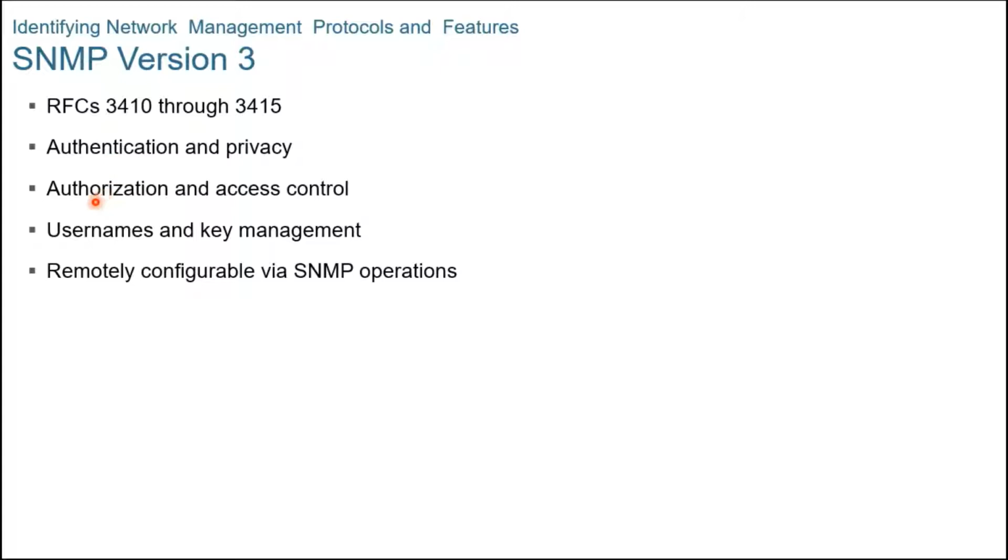Next would be authNoPriv, so there is authentication but without privacy. Authentication is based on the hash-based message authentication code, message digest 5 or the HMAC secure hash algorithms. You also have authPriv, with authentication as described earlier and privacy using the 56-bit cipher block chaining data encryption standard.